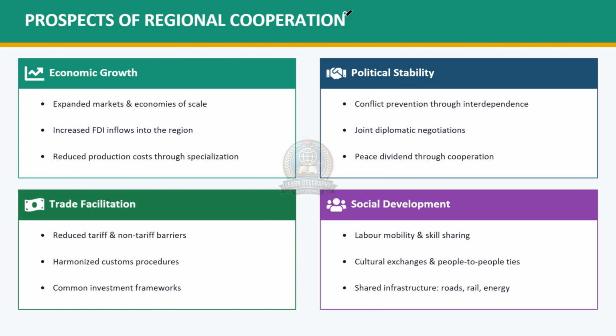Prospects of regional cooperation. Economic growth: expanded markets and economies of scale, increased FDI inflows into the region, reduced production cost through specialization. Political stability: conflict prevention through interdependence, joint diplomatic negotiations, peace dividend through cooperation. Trade facilitation: reduced tariff and non-tariff barriers, harmonized customs procedures, common investment frameworks. Social development: labor mobility and skill sharing, cultural exchanges and people-to-people ties, shared infrastructure, roads, rail, energy.